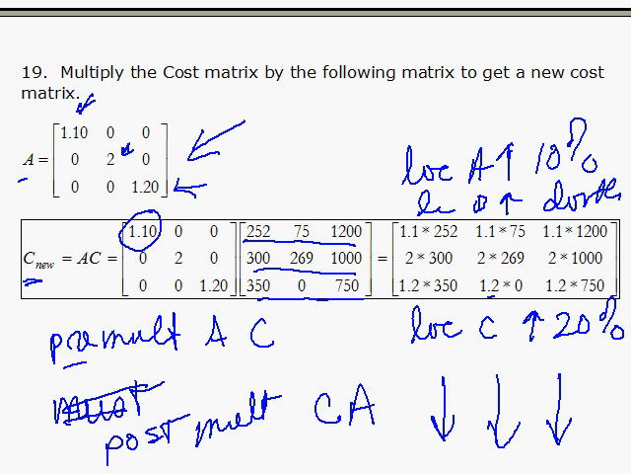So pre-multiply by A means put the A first, and you will get different results than if you multiply with the A second.